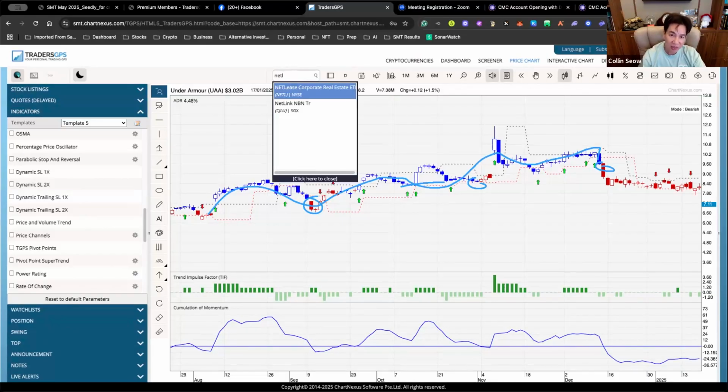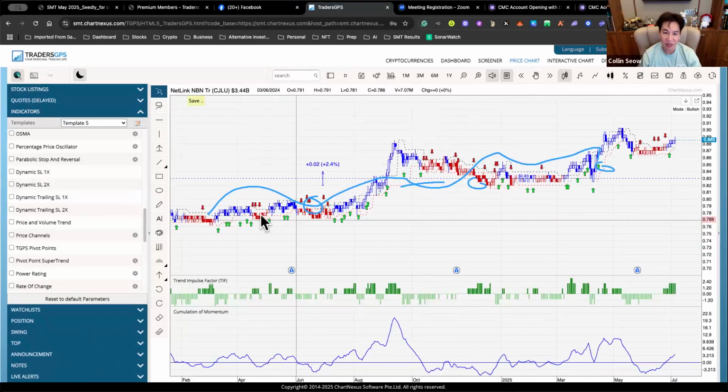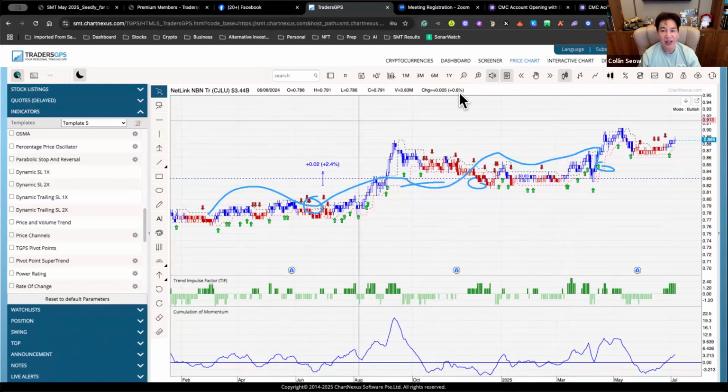Okay, let's say for example, Netlink is also the same thing. You go there, wow, so much noise. Like for example, this thing is going up, down, up, down, up, down, up, down, up. Okay, don't trade. Okay, next one.